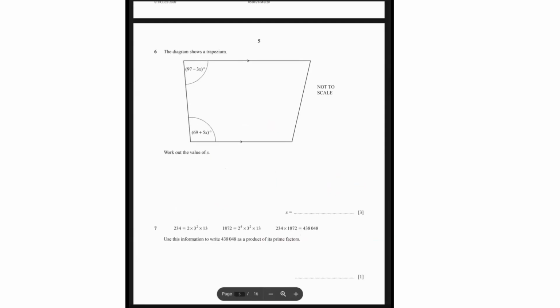Question 6, the diagram shows a trapezium. This is 3 marks, people, 3 marks. A trapezium has 2 parallel lines. Let me highlight this. If you pay attention in your geometry class, you will definitely know this, especially if you're with me. You have this shape. These 2 angles are interior angles, so they add up to 180 degrees. And they give you 3 marks for this. So you form an equation: 97 minus 3x plus 69 plus 5x equals 180 degrees. Why? Because these are interior angles.